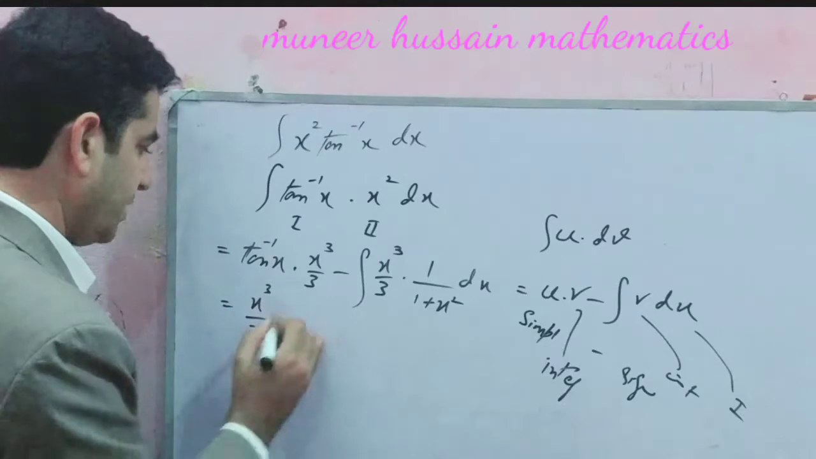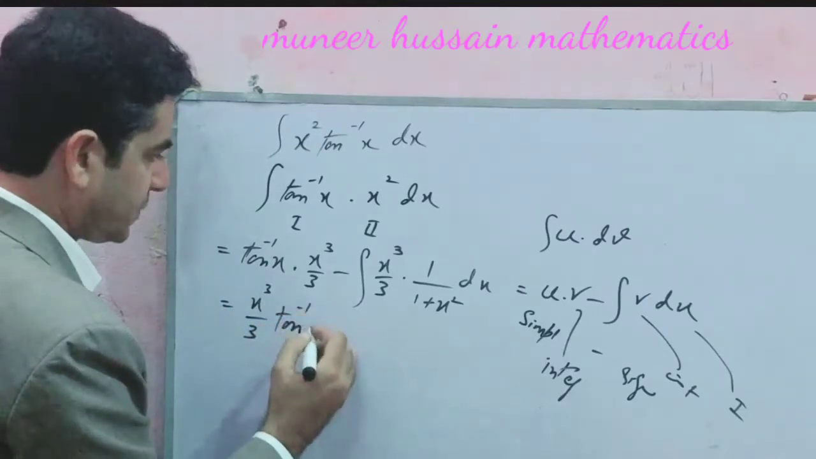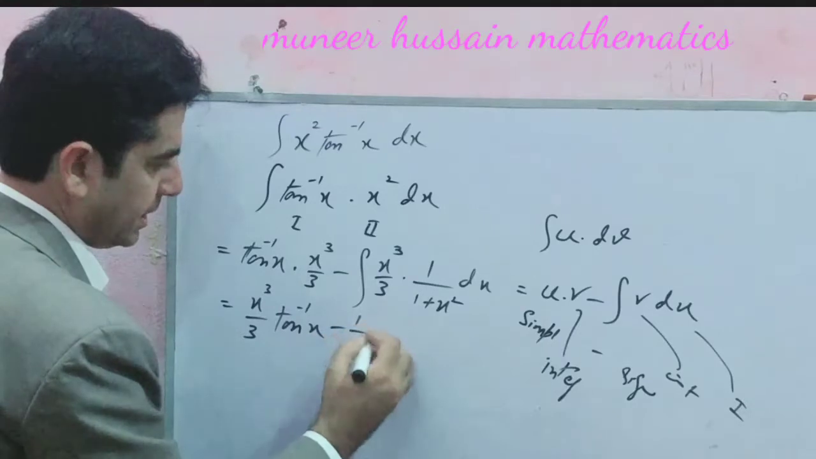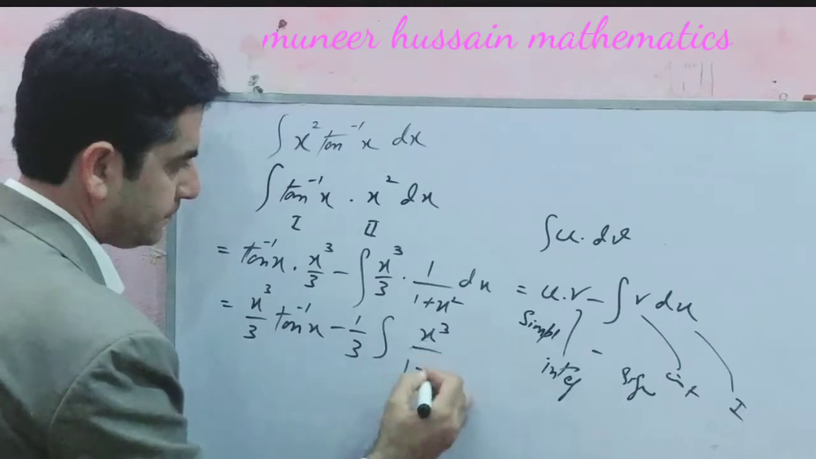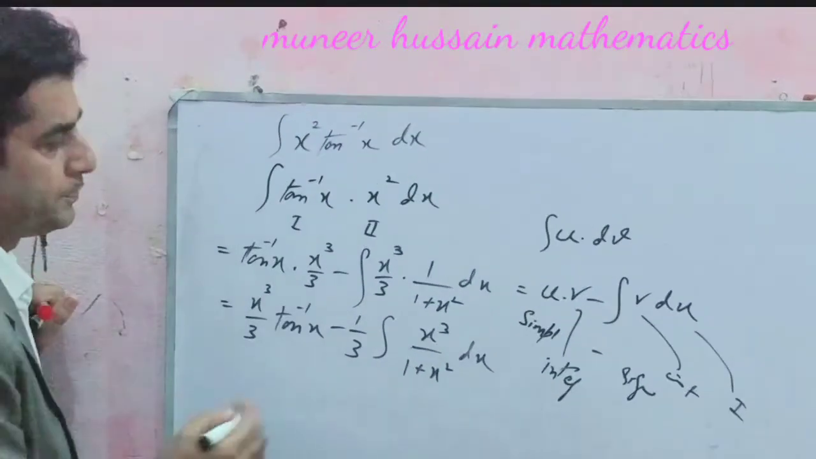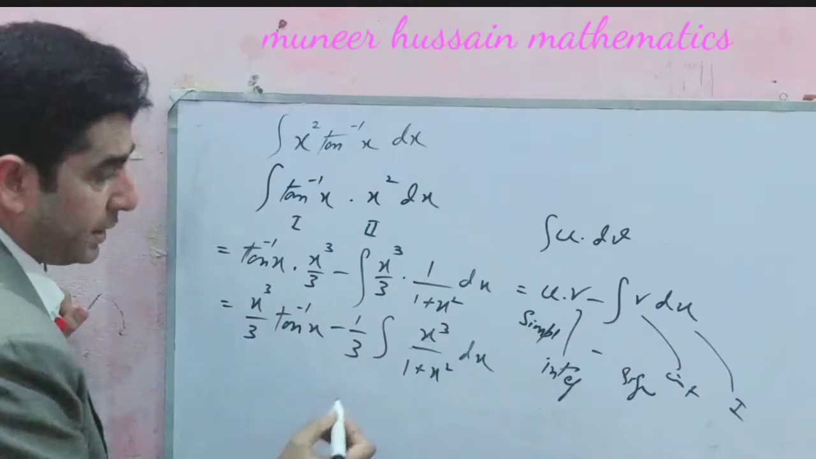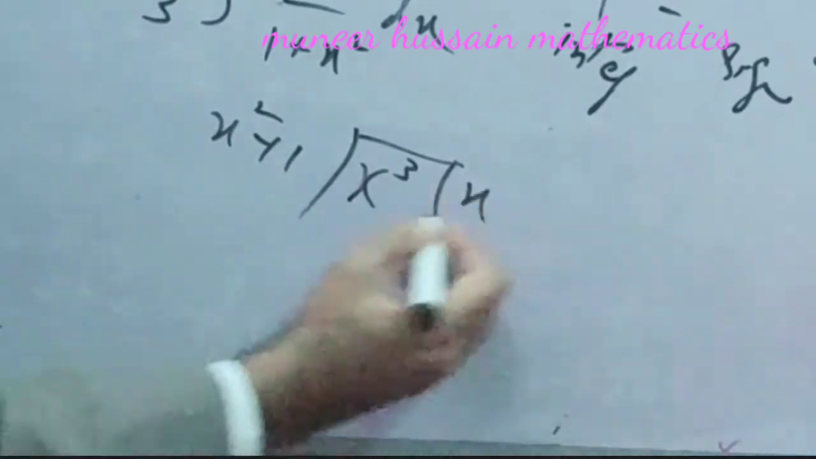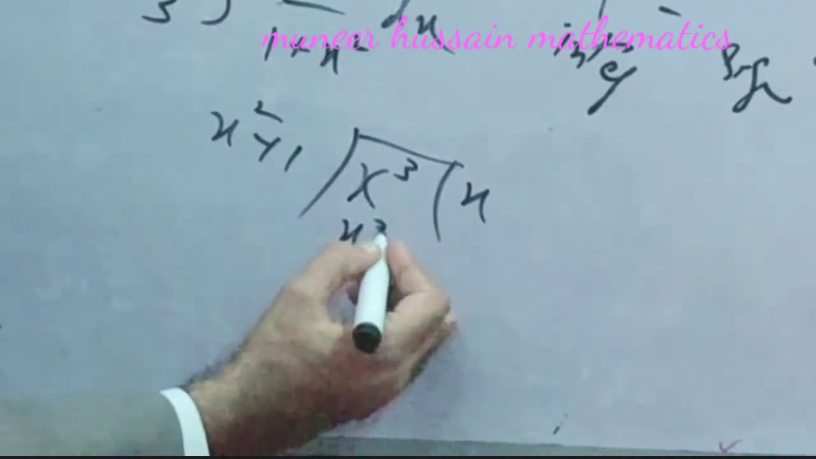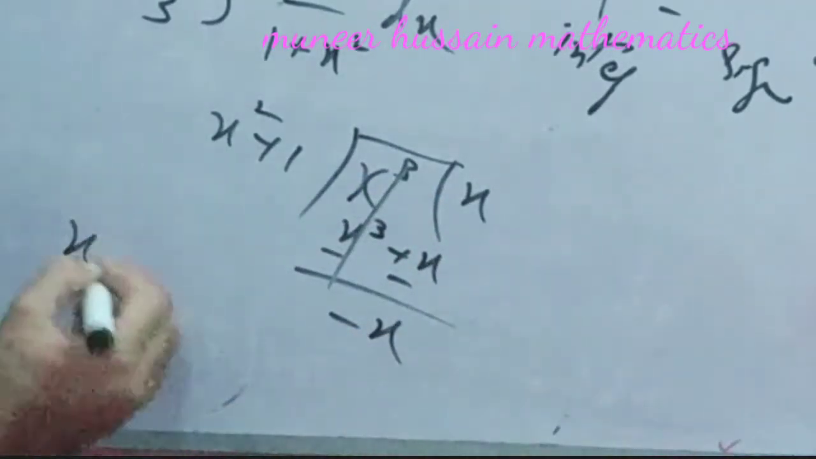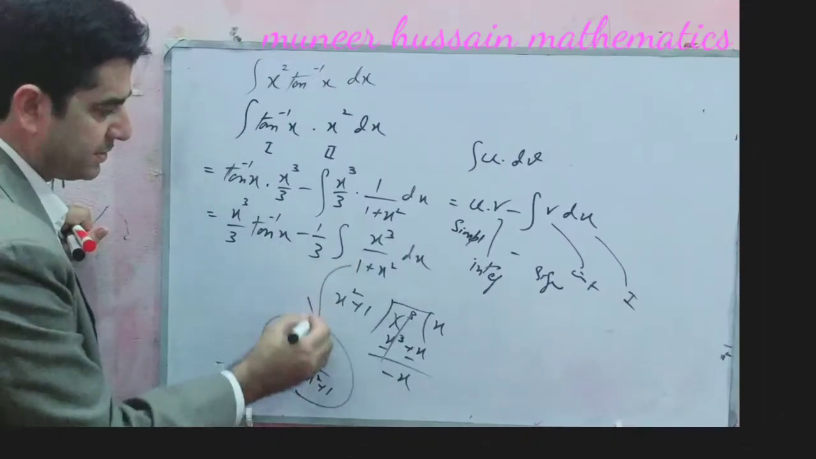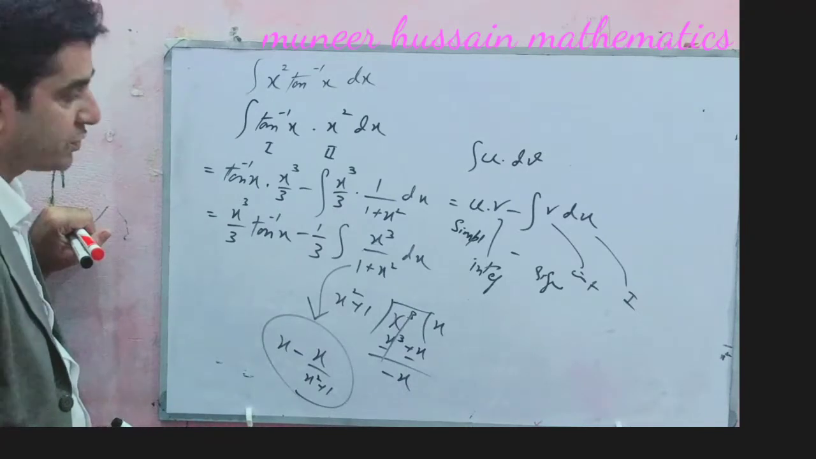So this is the new thing for you, that you have x square in the denominator and in the numerator you have x cube. So now what will we do? We shall divide x cube by x square plus 1. x will be the quotient, x cube plus x, minus gives minus x, so we have x minus x over x square plus 1.